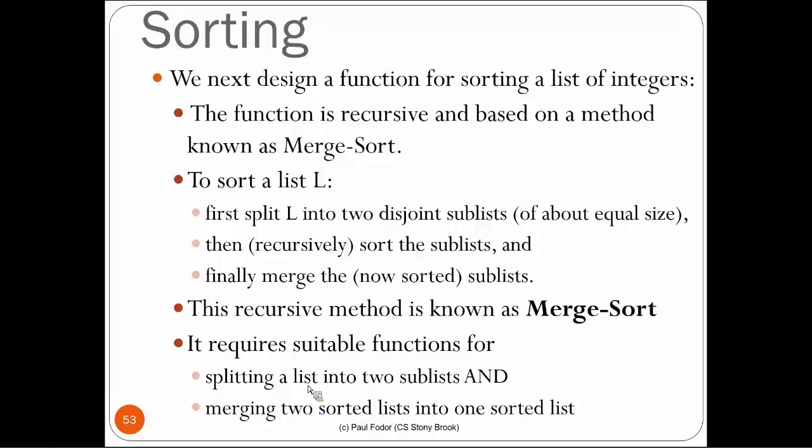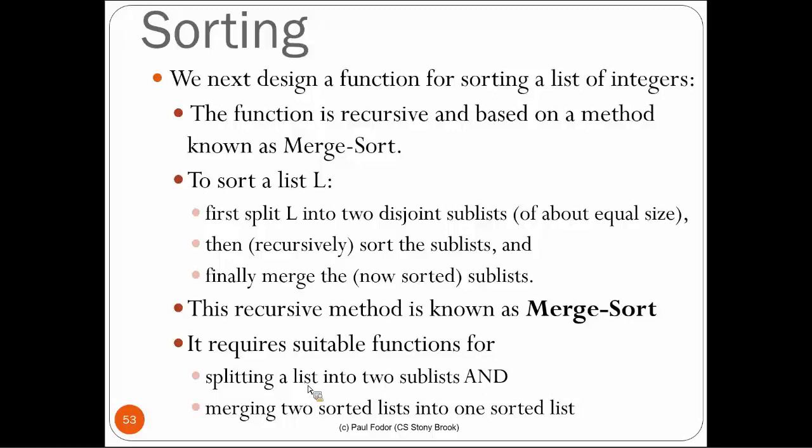And then recursively we sort the sublists with merge sort, which is half the size of the list. And finally we merge the now sorted sublists into one single sorted list, and we can do this in linear time. The advantage of this method is that sorting any list of n elements will take a time proportional to the size of the list, let's say n, multiplied by the logarithm of n.